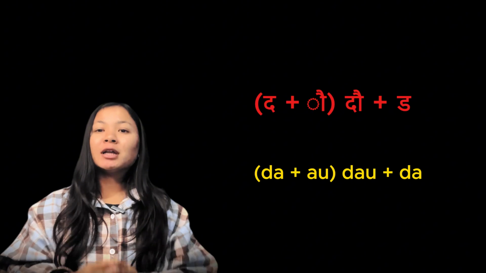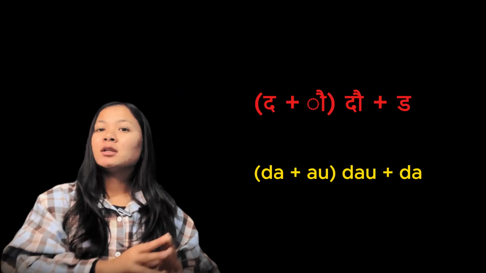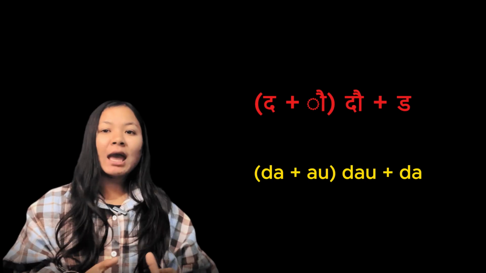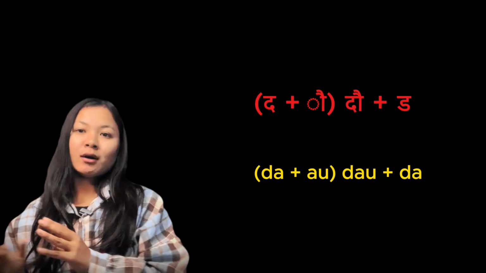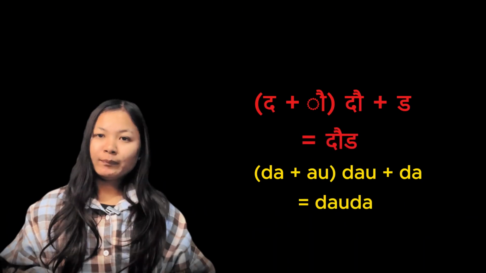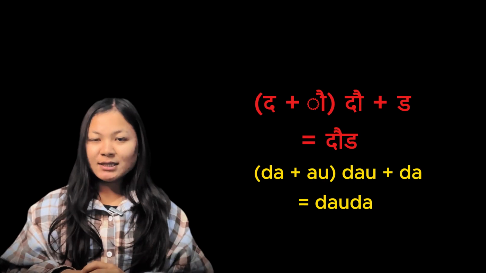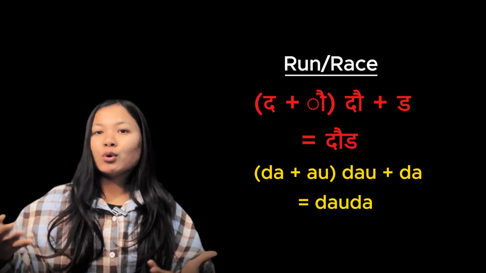Now, let's try forming this last word. Let's start. Da plus au, it becomes dau. Dau, and we add the letter da. It becomes dauda. Dauda. And this means run or race.